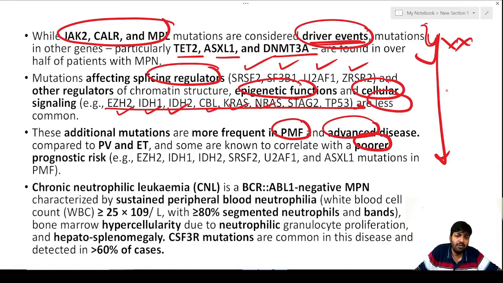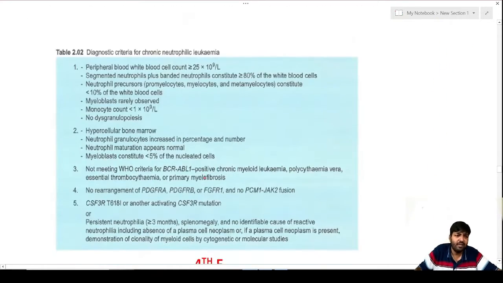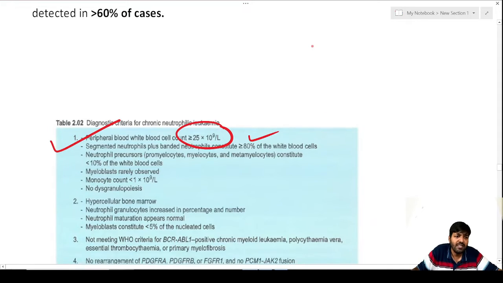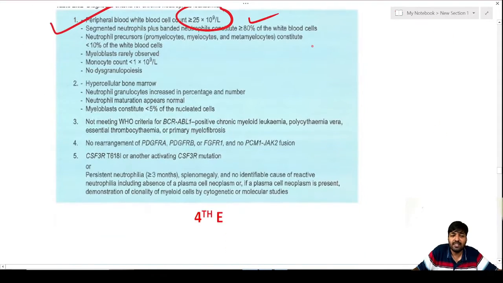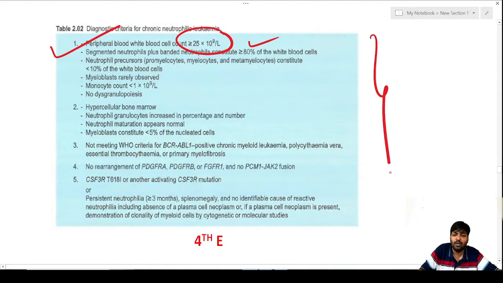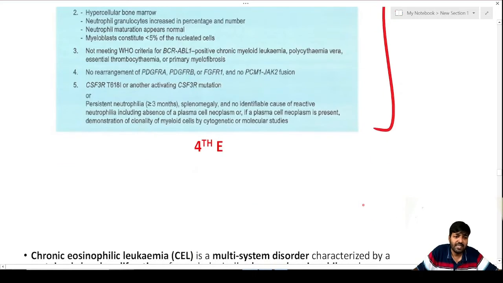These are the same as compared to the 4th edition. Even if you look at the criteria of CNL, that is chronic neutrophilic leukemia, everything is the same, so I'm not going to discuss each and everything. You can go back and see. Persistent neutrophilic count more than 25,000, 80% should be segmented neutrophils, along with that the band cells should be there. Then bone marrow hypercellularity should be there because of neutrophilic granulocyte proliferation. Hepatomegaly is there, and CSF3R mutation is very common and seen in 60% of the cases. So the same criteria that was there before is the same for CNL.